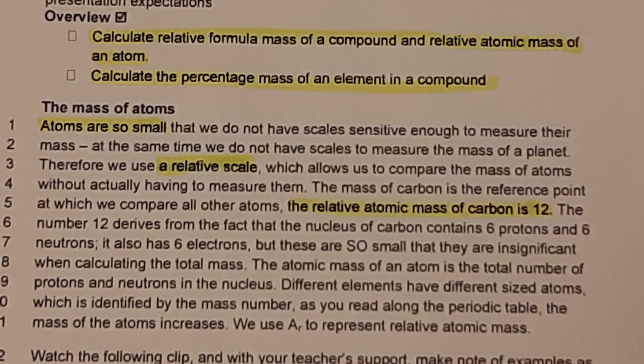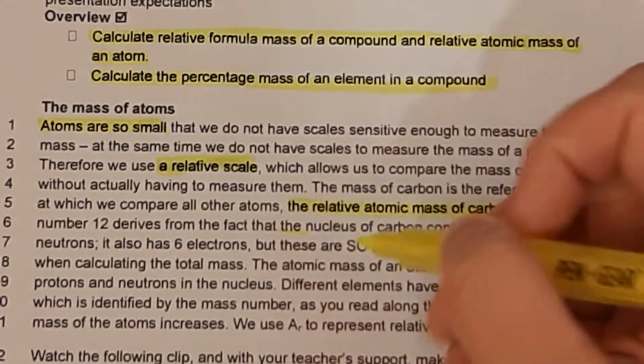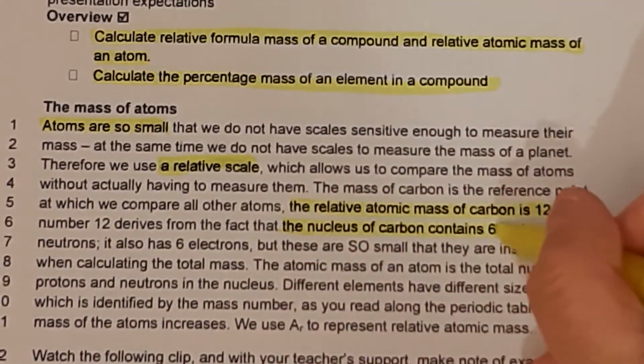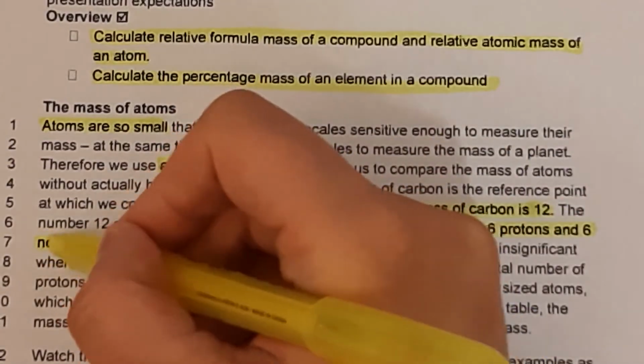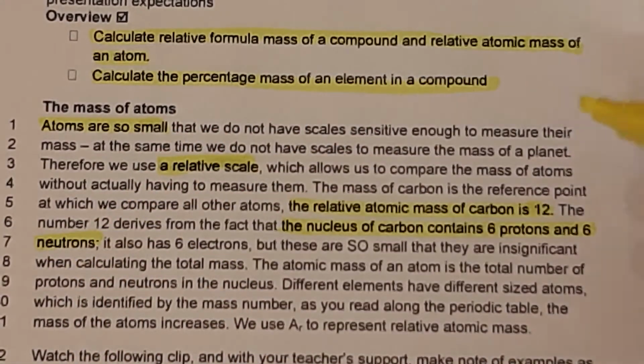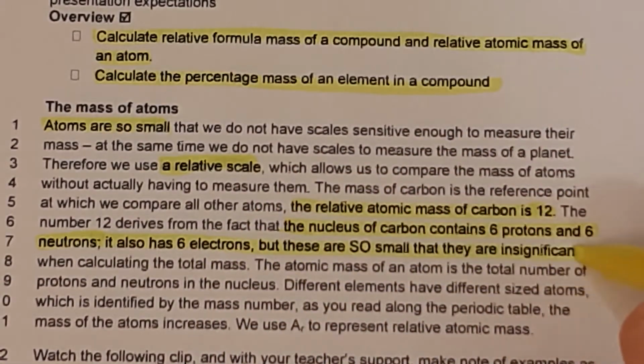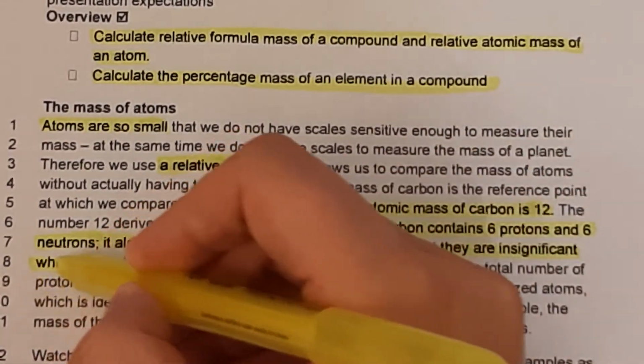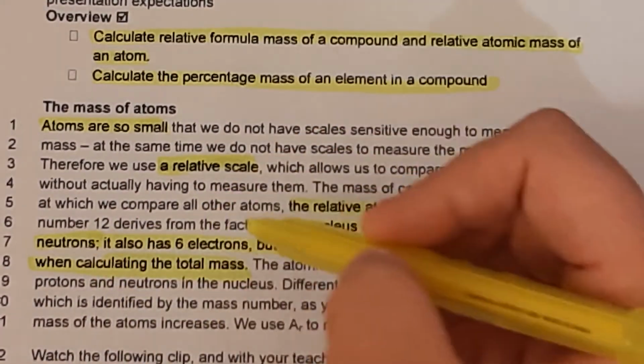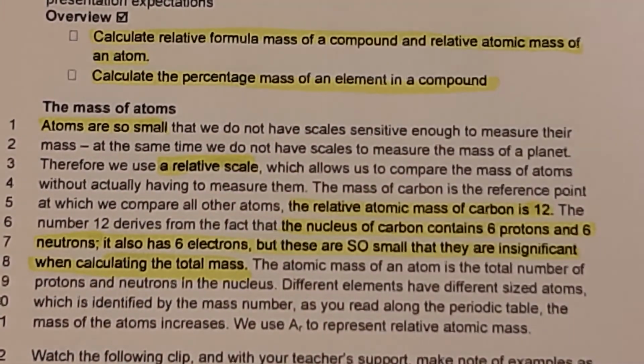The number 12 comes from the fact that the nucleus of carbon contains 6 protons and 6 neutrons. It also has 6 electrons, but these are so small that they are insignificant when calculating the total mass. So we don't consider electrons to have a mass. The atomic mass of an atom is the total number of protons plus neutrons in the nucleus.